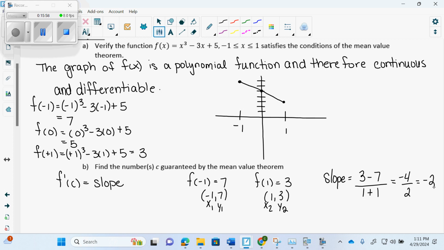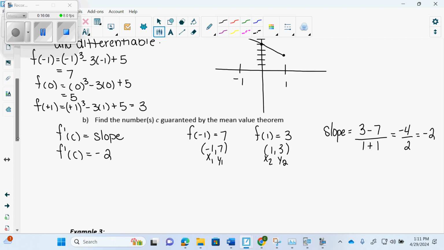So, they want f prime of c equal to negative 2. They want to know where the x values are that would get me a slope of negative 2. A tangent slope of negative 2. Right? Can I fill in f prime of c? F prime of anything is really easy to find now. It's just the first derivative, right?